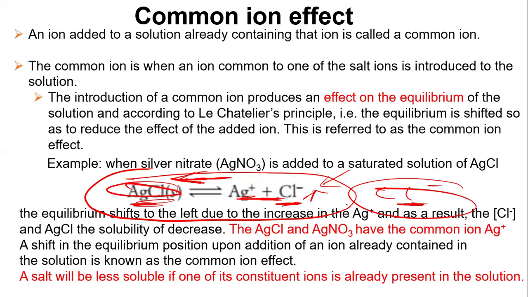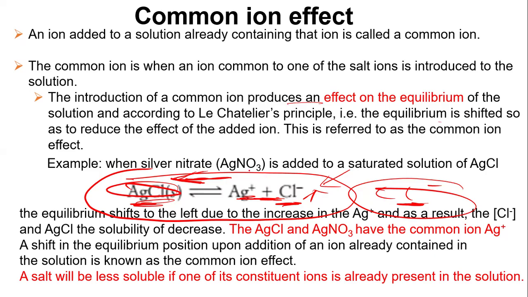Now, if there's any mechanism in the medium that consumes or shields the chloride in order to maintain the number of chloride ions present, the equilibrium will shift towards the right so that the chloride level can also increase. So that is the balance. That's why Le Chatelier said, right? So let me read again. They are saying that introduction of a common ion produces an effect on the equilibrium of the solution. According to Le Chatelier's principle, the equilibrium is shifted so as to reduce the effect of the added ion. This is referred to as a common ion effect.